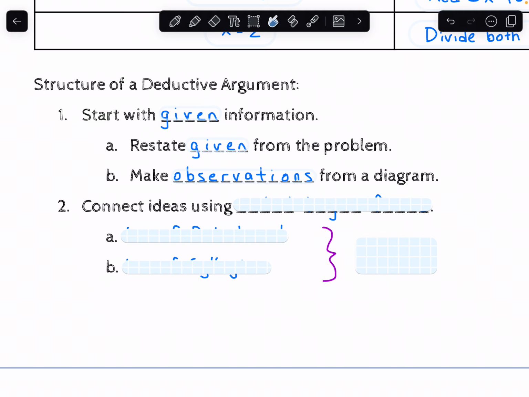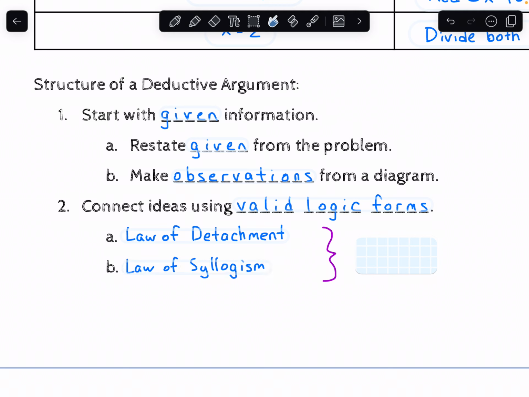Then we will connect ideas forming with our valid logical forms. We've learned two of those. They are the law of detachment and the law of syllogism. These serve as our connecting features. They are not the reasons of themselves. You will use these, but you're not going to cite them as the reason for any of your given statements.